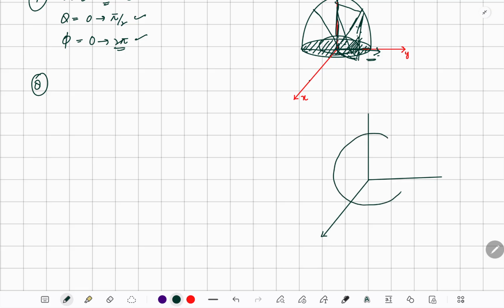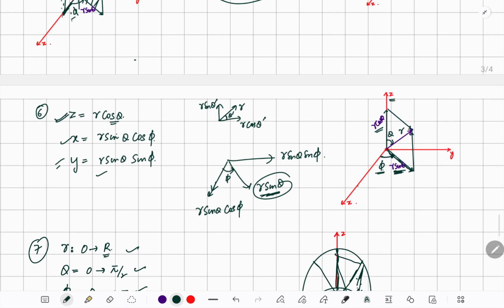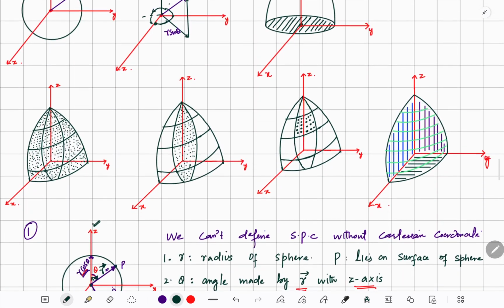Okay, so now that we have this sphere given, I don't want to waste your time much. So if it's a given sphere, its radius is r, so r has a value 0 to r, and if you want to cover it whole, theta you have to move from 0 to pi. Okay, and in case of phi, you have to move from 0 to 2 pi. I hope you understand. Now let's take this example.